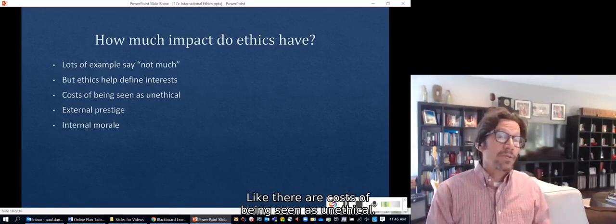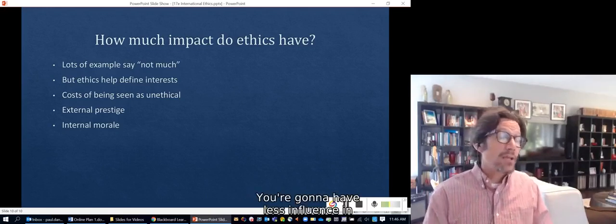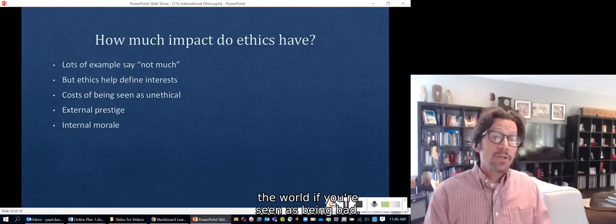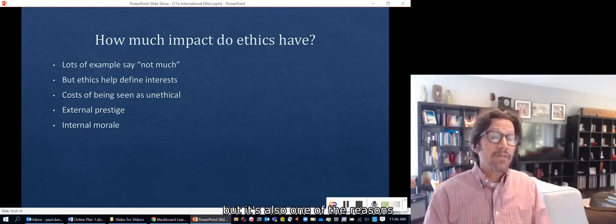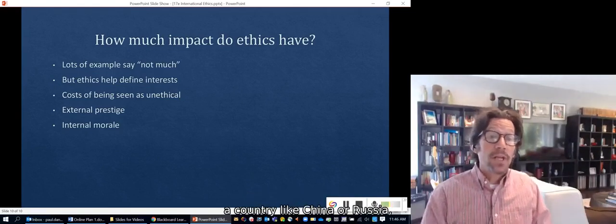There are costs of being seen as unethical. There's external prestige. You're going to have less influence in the world if you're seen as being bad. The United States has seen some of that effect in recent years. But it's also one of the reasons why the United States probably still has more prestige and more influence than a country like China or Russia.